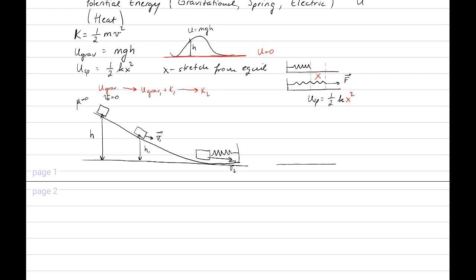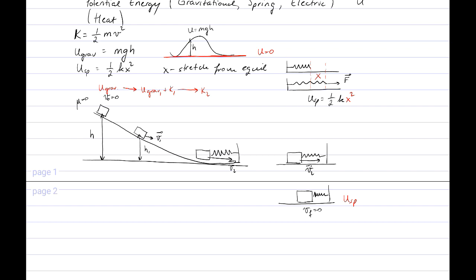Now, I'm going to redraw this ground level. Initially, the block was moving with velocity v2 when it first touched the spring. Then the spring compressed, and the block came to a momentary rest. So now when the spring is compressed and v final is 0, all of the energy here is going to be in the compressed spring.